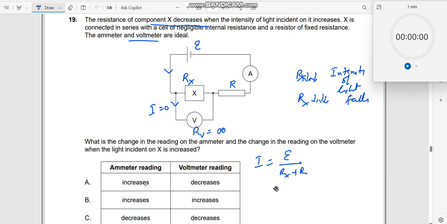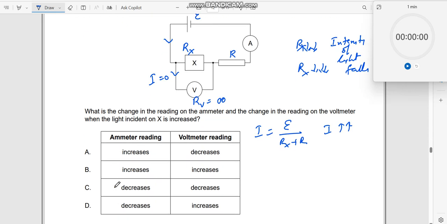So now what do I need? I need the current here. Now what is happening over here? When intensity increases, this Rx will reduce. When Rx reduces, the denominator reduces, so what will happen to the current? Current will rise here, right? The ammeter will detect a higher value of the current. So therefore, these two are incorrect. Okay, so these two are out, 50%.